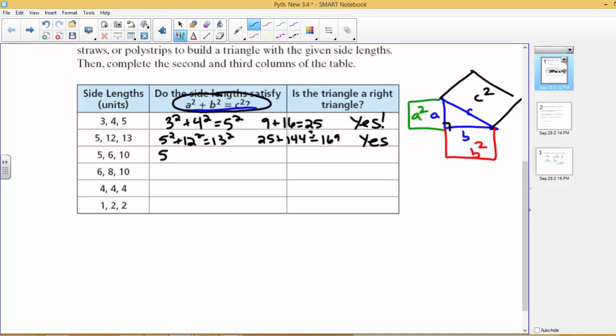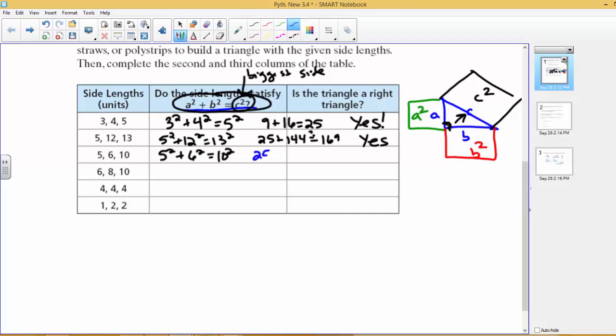Okay, 5 squared plus 6 squared, does that equal 10 squared? Now, just make sure you understand that C is the biggest side, because 90 degrees is the biggest angle. That's why C has to be the biggest side. A and B are interchangeable. It's the smaller two, but the C does have to be the biggest side.